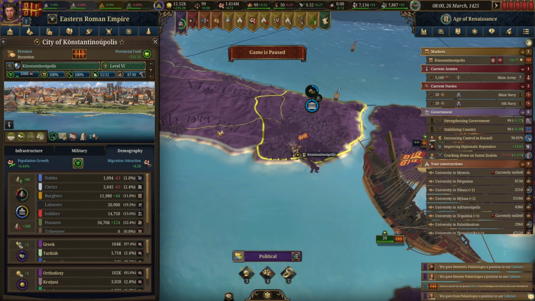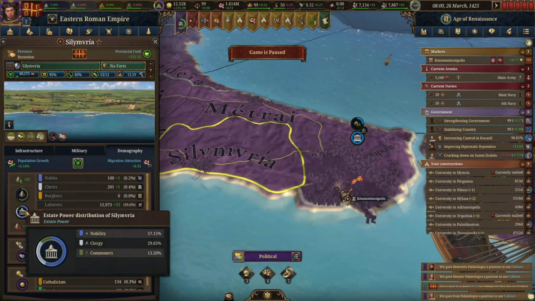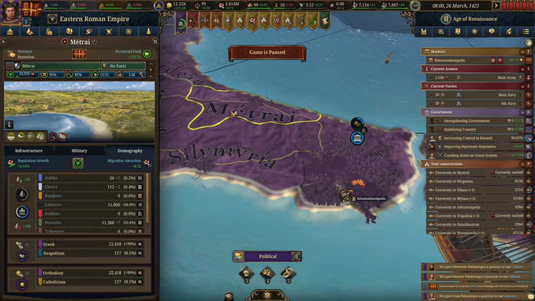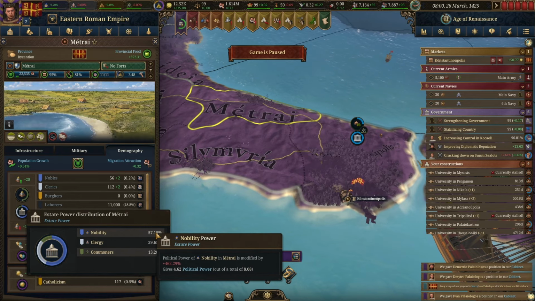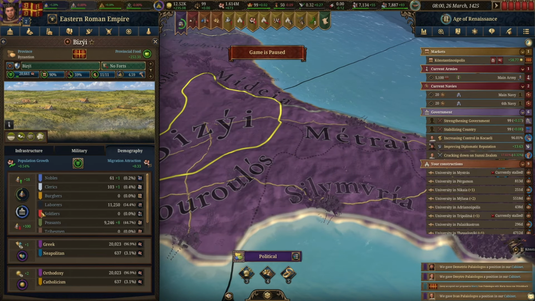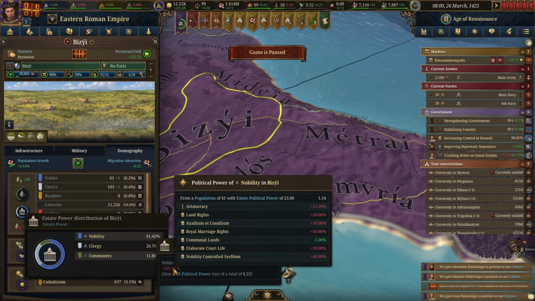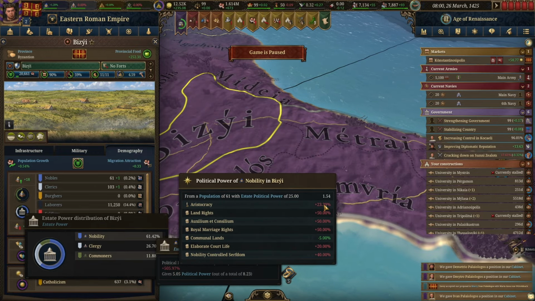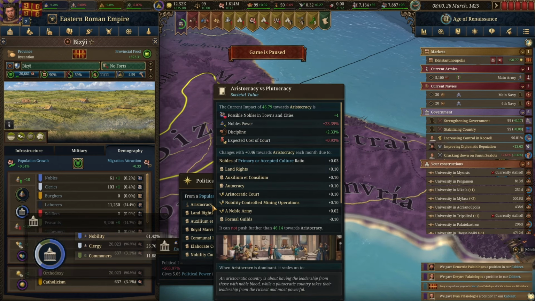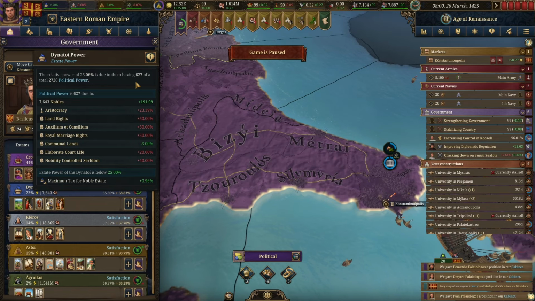Political power is then calculated for every single location in the game. If you click on every single one of them, you will see that the political power is being produced in that location due to the estate's power, which is usually just due to the amount of pops in the location, modified by the various privileges that have been handed out to the estates, as well as certain values. For example, aristocracy modifies the noble power. The estate's power then stems from the overall number that is produced, which is then turned into a percentage and handed out to the estates based on their share of that percentage.